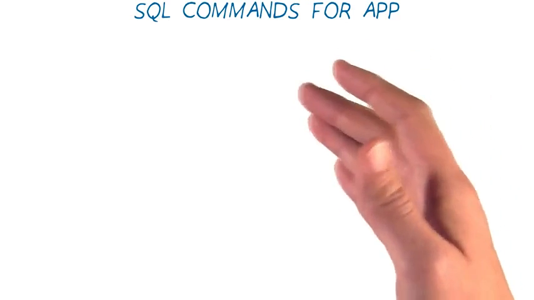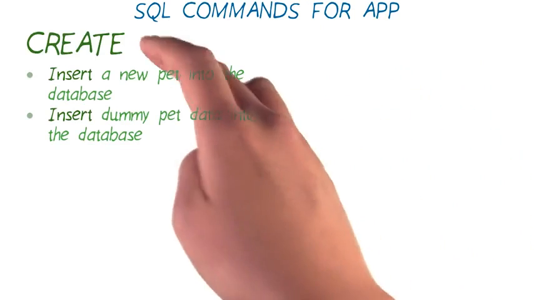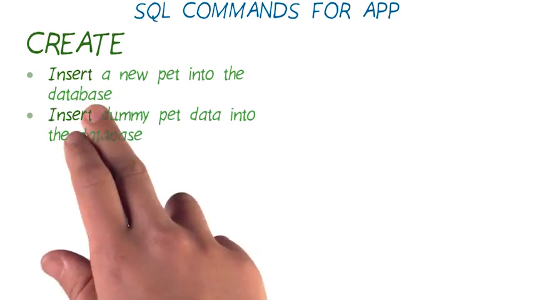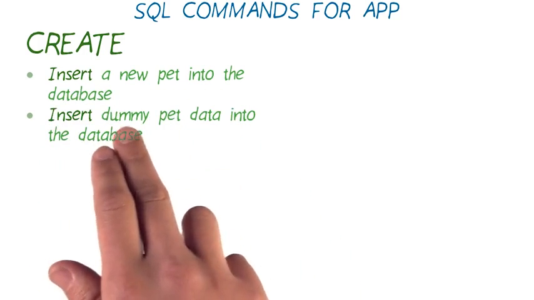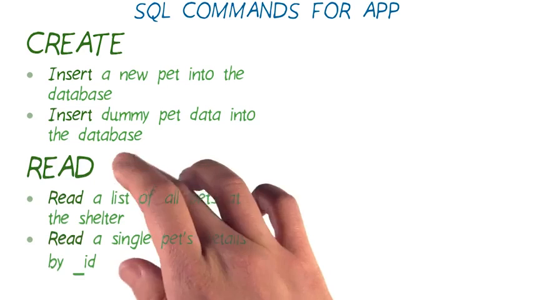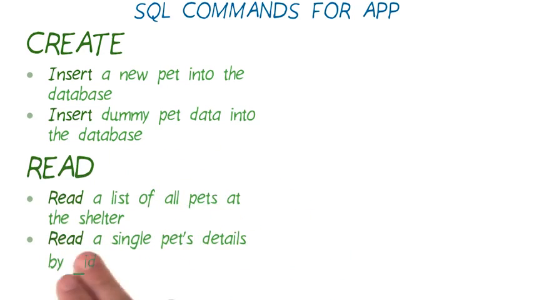Awesome. So we've identified all the SQLite statements we need for the app. And once again, they are first creating. We need to insert a new pet into the database. And we also need to insert dummy data into the database. Next, for the reading actions, we'll need to read a list of all the pets in the shelter, as well as read a single pet's detail by its ID.